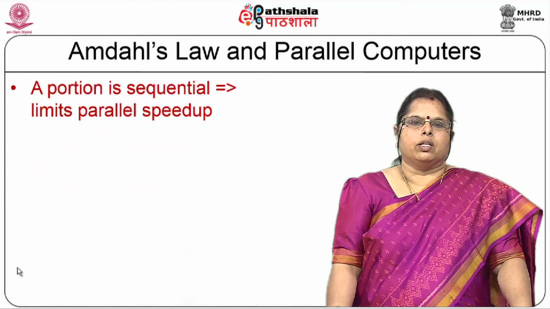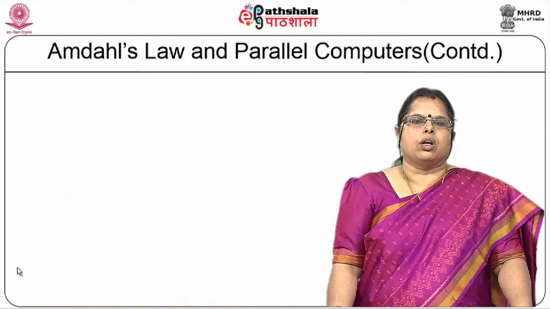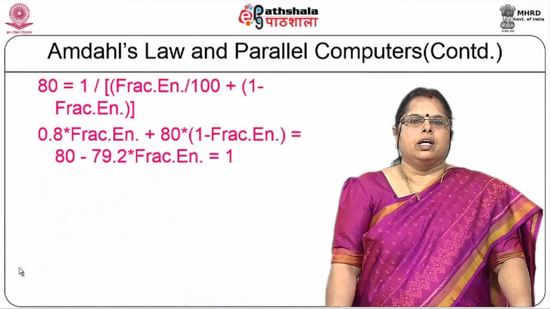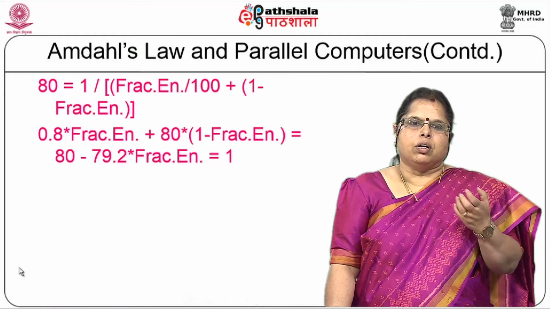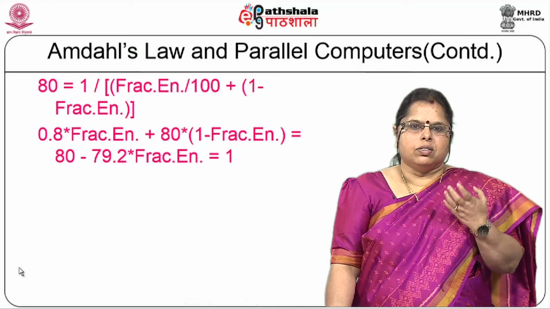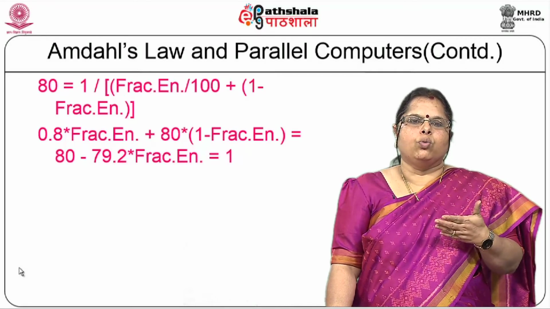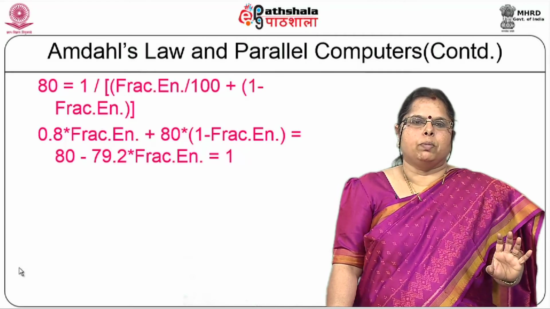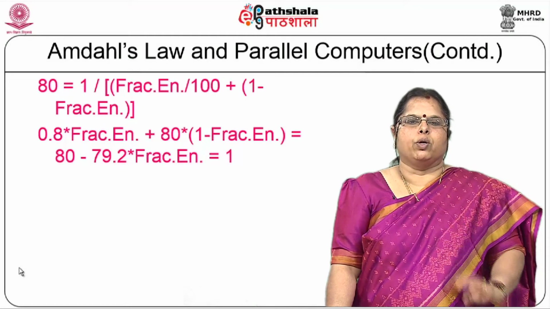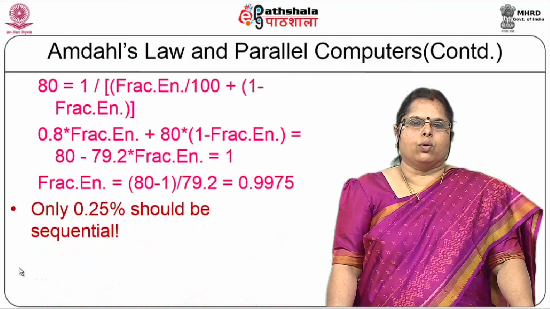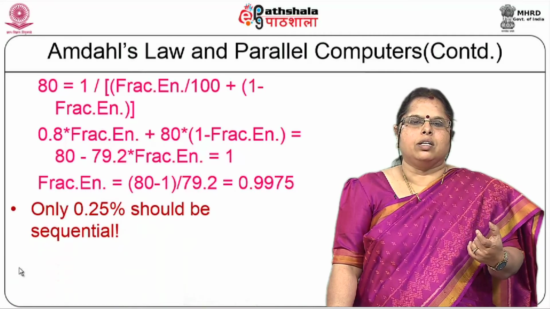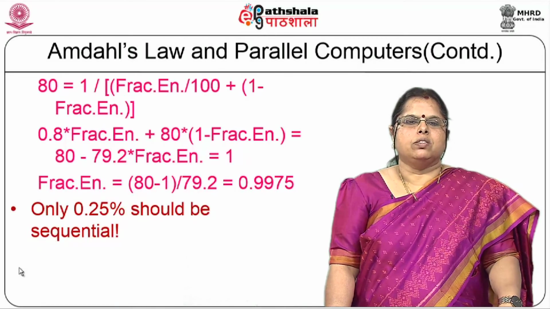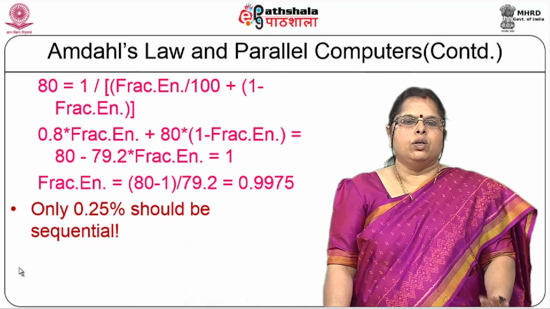Suppose you have a problem like this: you need an overall speed up of 80, and you want to find out how much percentage of the code has to be sequential or parallel if you want to use 100 processors. So, I am using 100 multiprocessors, I want to get an overall speed up of 80, I want to find out how much of my code can be sequential. If you try to do the calculation, you find that the fraction enhanced or the parallel component of your program should be 99.75%, which means that only 0.25% of your program should be sequential.